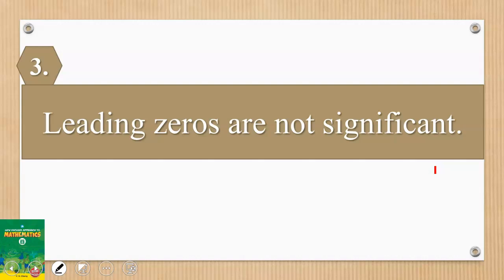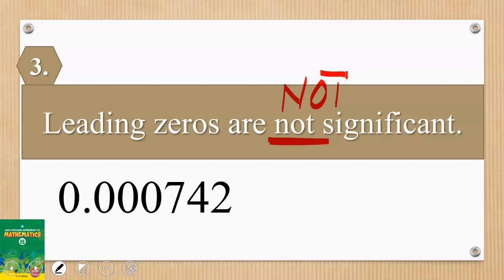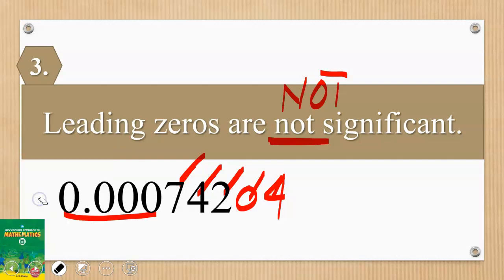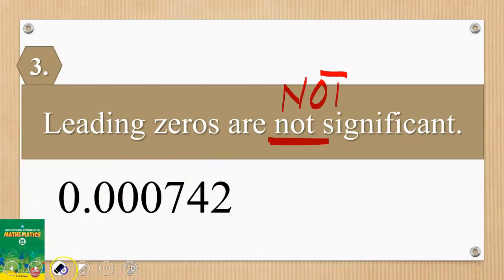Then point number 3, all leading zeros are not, let me make it capital NOT, take note of that, significant. They are not significant. For example, if I say 0.000742, because these zeros are leading zeros, they are not significant. So we have only 3 significant figures here. If I bring 0.4, then I'm going to have only 1 significant figure here, right? So understand that all leading zeros are non-significant.